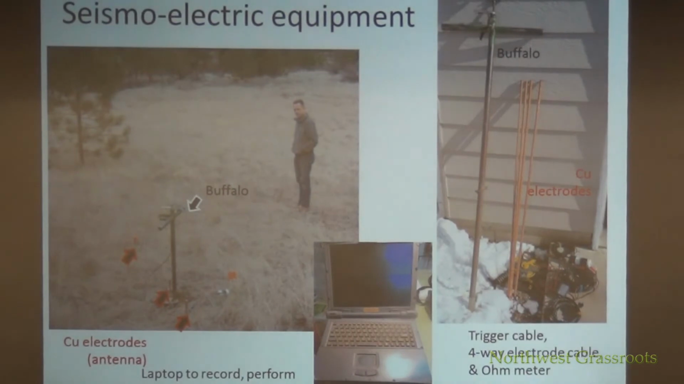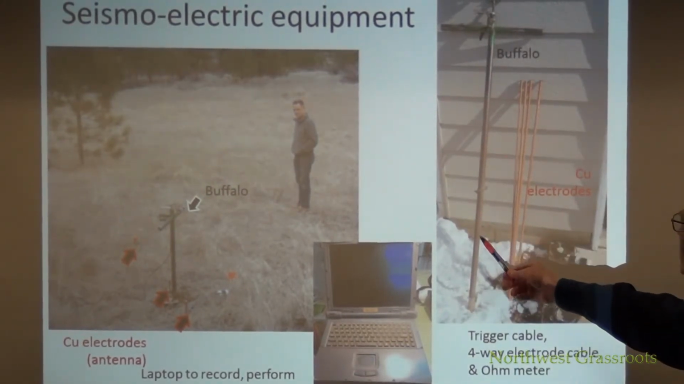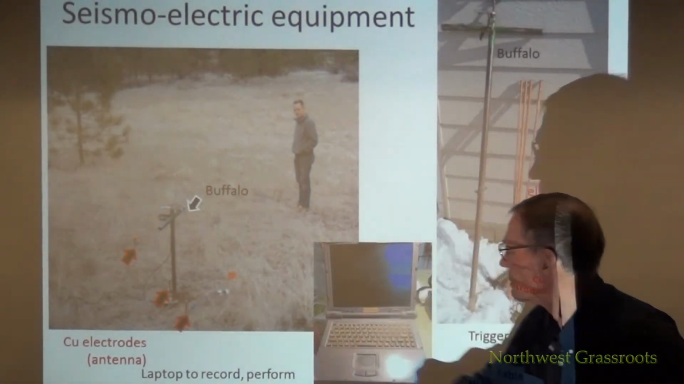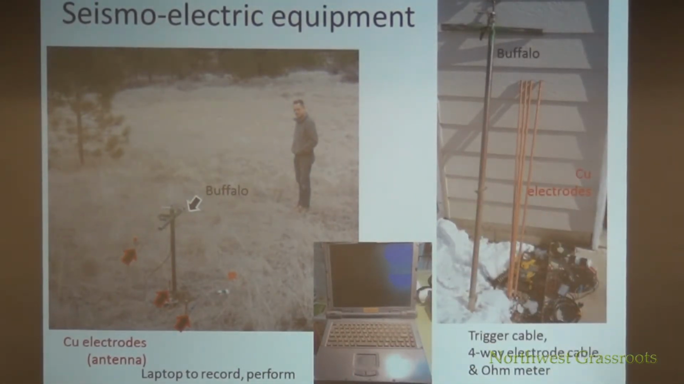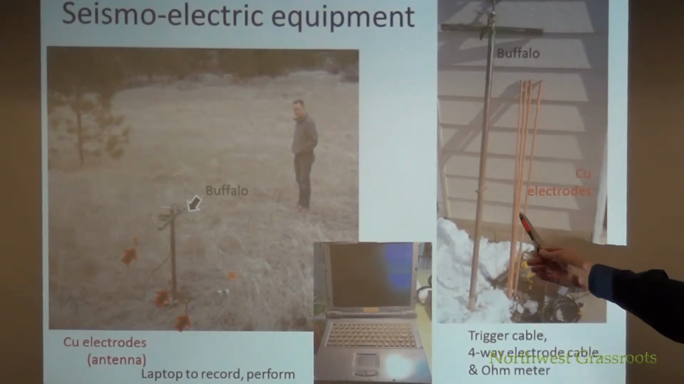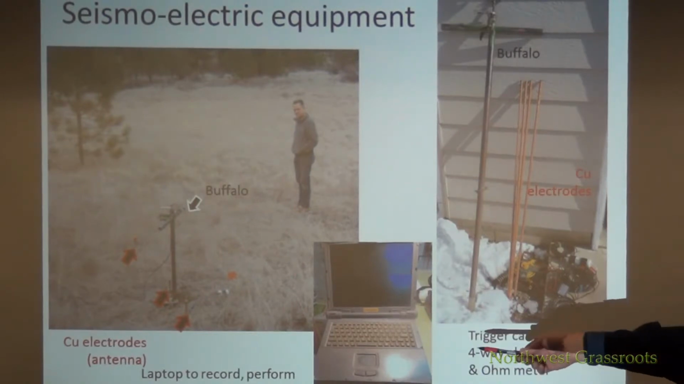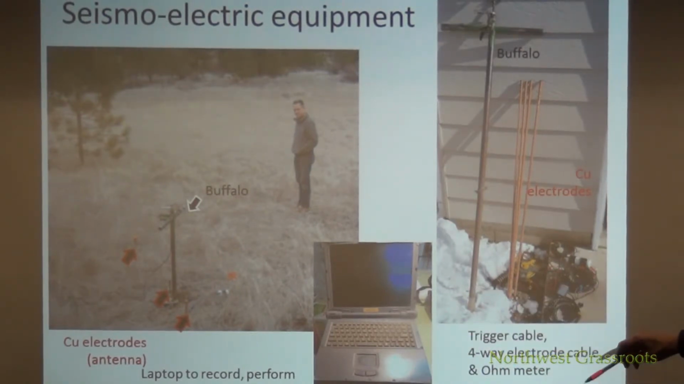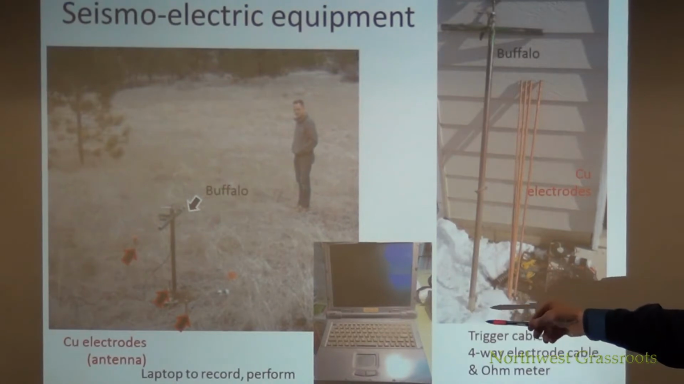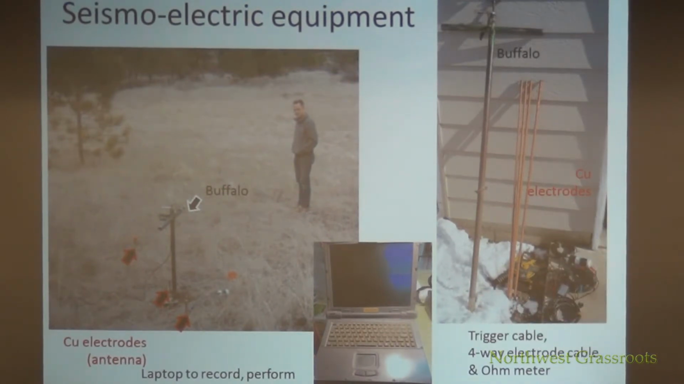Next, so this is what the equipment looks like. It's really simple. So we have the buffalo, and over here it's buried in the ground about 3 feet. I have to use a power auger to get it in the ground. Then there's 4 electrodes for the antennas, a computer that does the recording, and then we put a shotgun shell down in the bottom. So we use a 3, 6, or 9 dram load. So a normal 12 gauge is a 6.